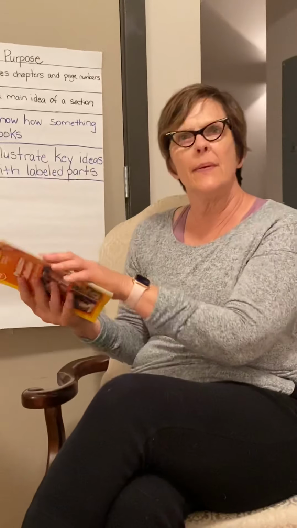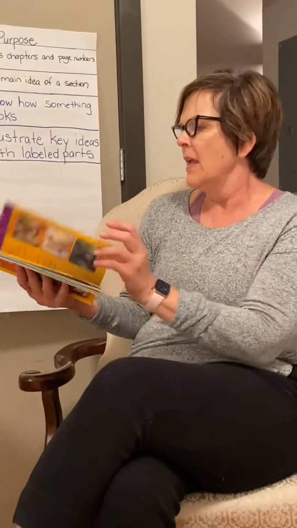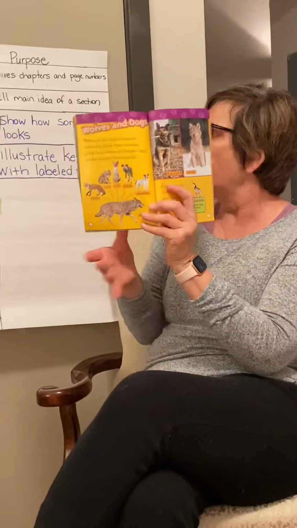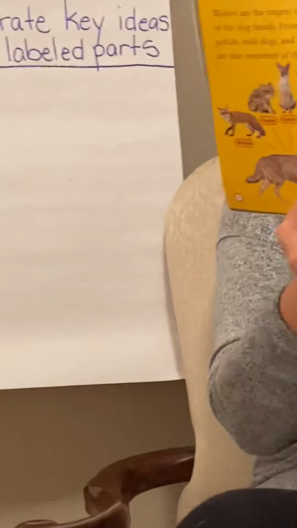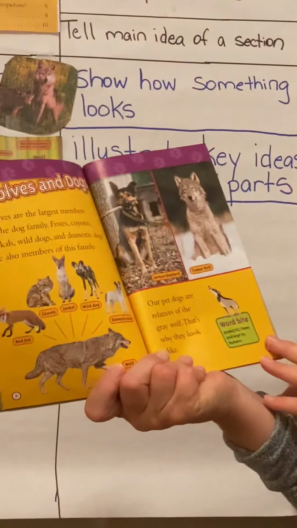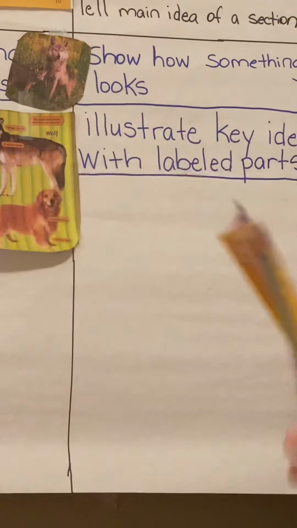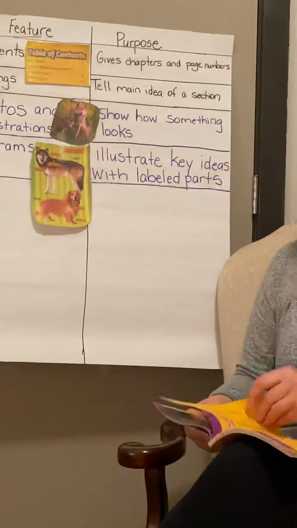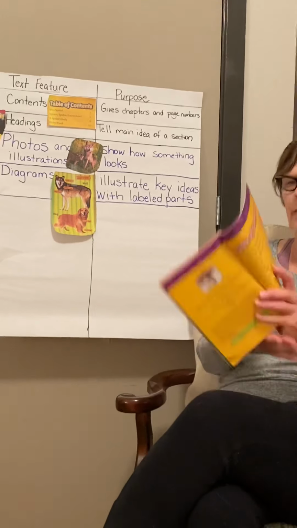Let's go back to our table of contents and find another one. Look on here, by the way, at the beautiful photos. This book has photos, not illustrations. All right, let's go back to the table of contents and find another thing that Miss Nason would like to know about.